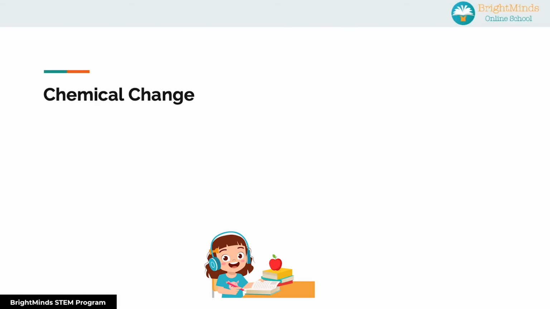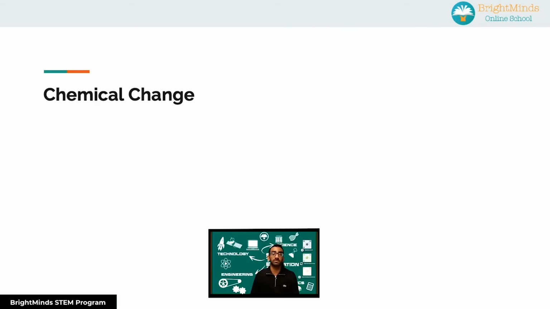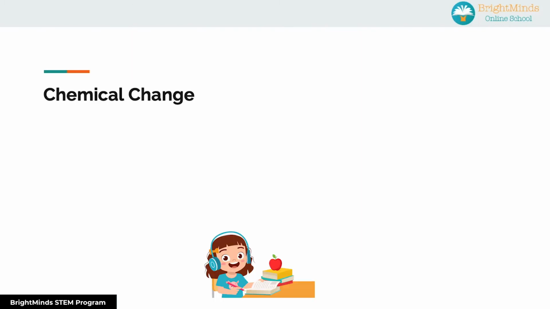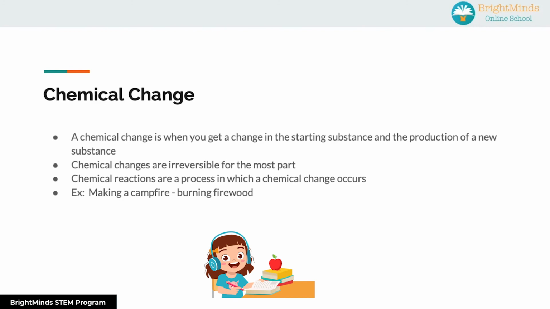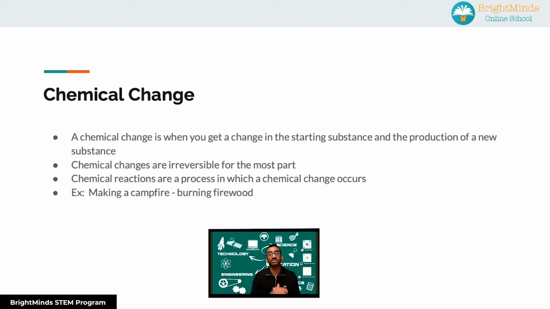If a metal thing gets rust on it, so basically rust is with water and air. So I think that's a chemical change. That's a great example of a chemical change because there's two reacting to make rust, okay? So a chemical change is when you get a change in the starting substance and the production of a new substance, just like all of you guys have already told me. Okay, so you get a change in the starting substance and you get the production of a new substance, okay?